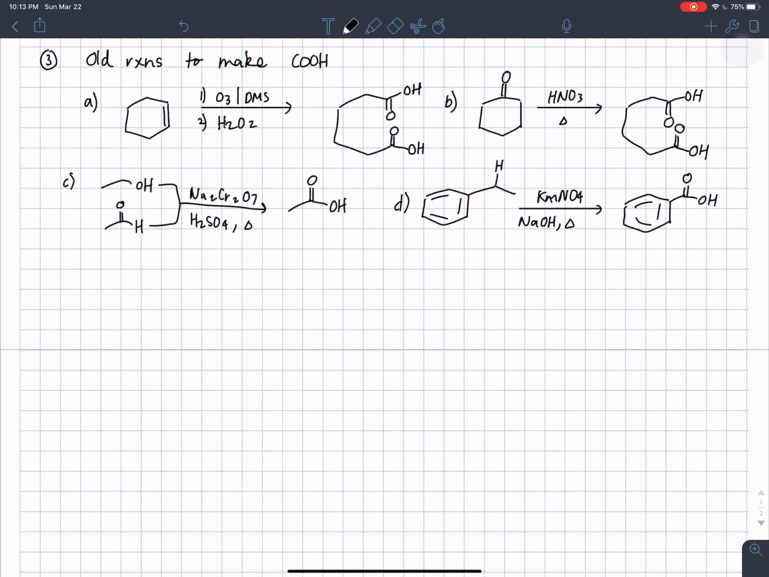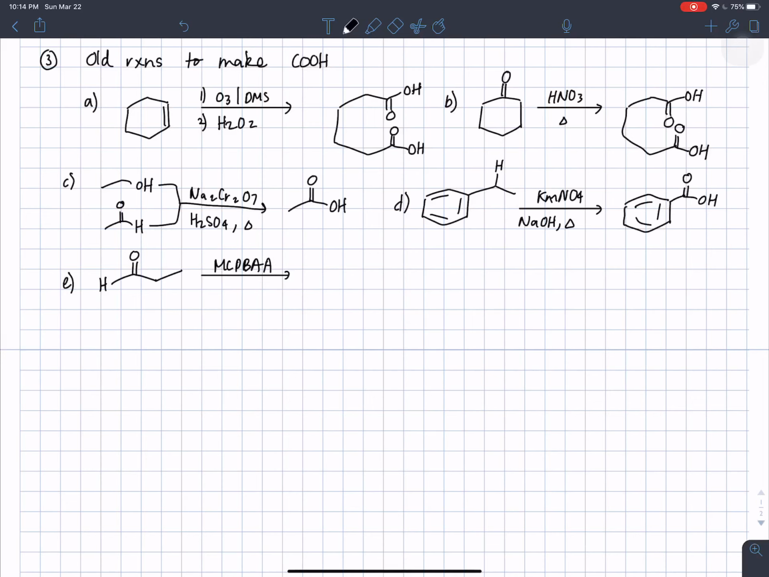Another weird one that you might have forgotten, this was in chapter 18, so it's definitely important for this test, was Baeyer-Villiger. If you guys remember, this one was the one where there was that order where H was the most important, then quaternary and then tertiary and stuff like that. This was done in just mCPBA.